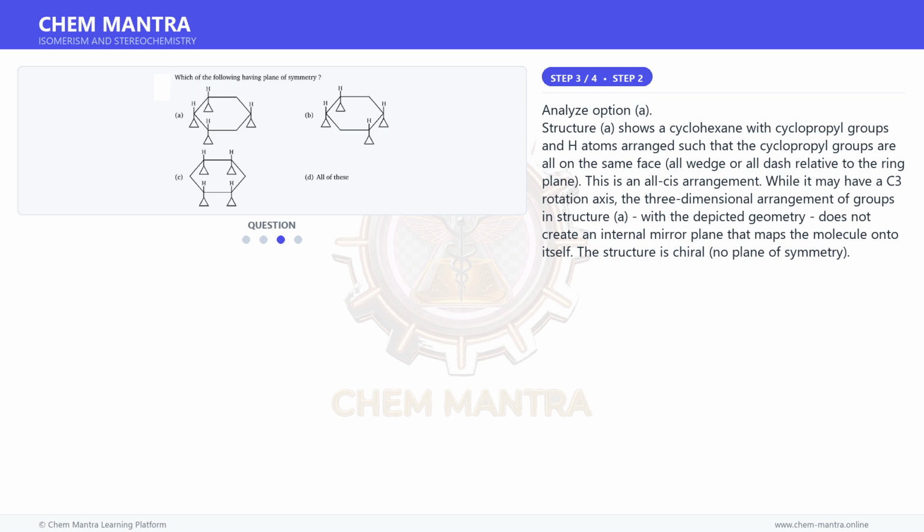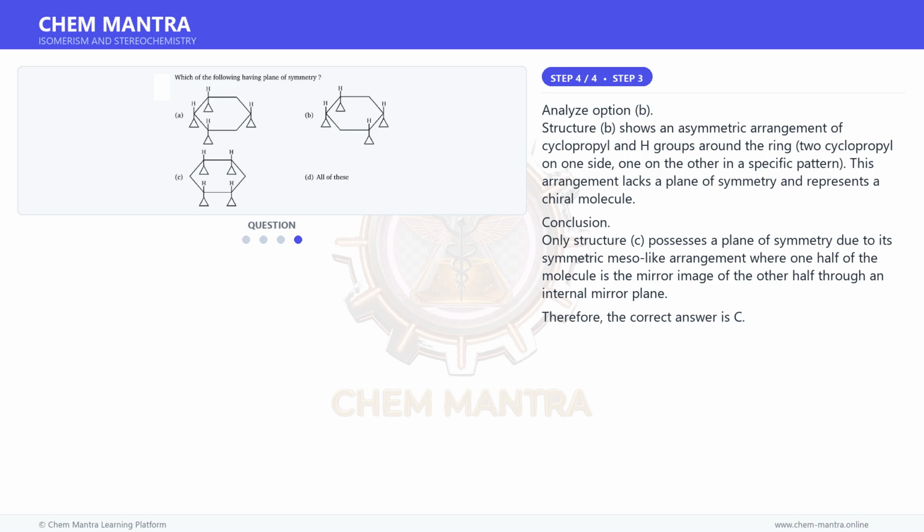Analyze option A. Structure A shows a cyclohexane with cyclopropyl groups and H atoms arranged such that the cyclopropyl groups are all on the same face, all wedge or all dash relative to the ring plane. This is an all-CIS arrangement. While it may have a C3 rotation axis, the three-dimensional arrangement of groups in structure A with the depicted geometry does not create an internal mirror plane that maps the molecule onto itself. The structure is chiral, no plane of symmetry.